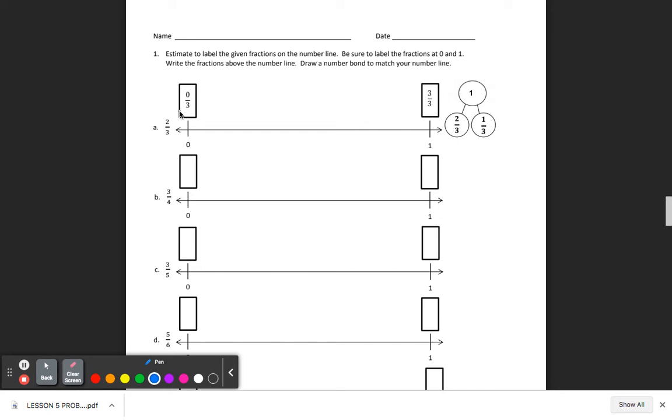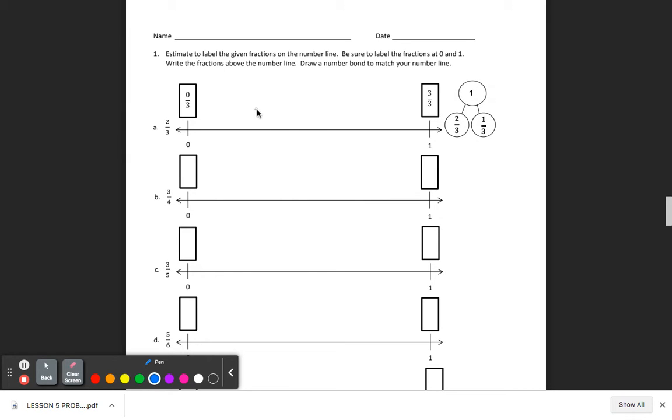Okay, so if we look at A, we started with 0. That's what they always want us to do, 0 and 1. So this basically means 0 thirds. Okay, this is 3 thirds. 3 over 3, that means 1. Anytime you see a fraction written like that, that's a whole. That means 1. So we're going to estimate.